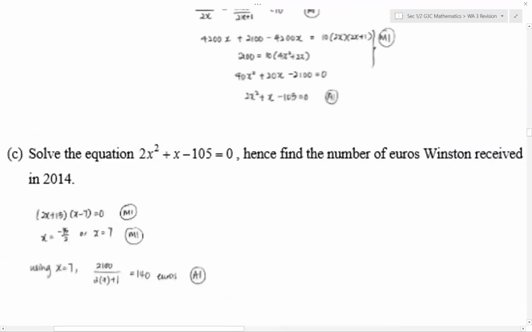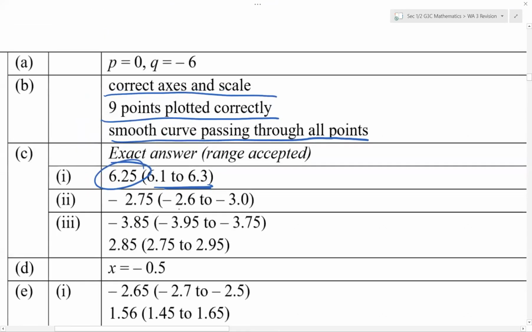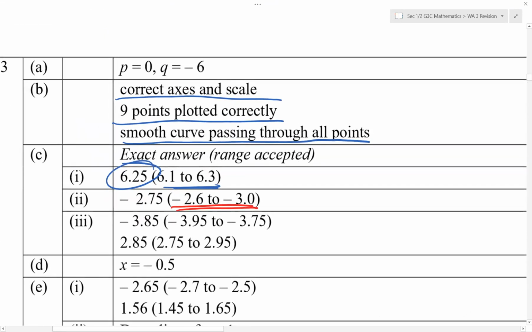Okay, so part 2, acceptable range from -2.6 to -3. For part 3, the acceptable range will be from -3.95 to -3.75, as well as 2.75 to 2.95. If you fall within this range, you will get a mark. If you don't, that means you either read your graph wrongly or your graph was not well drawn.